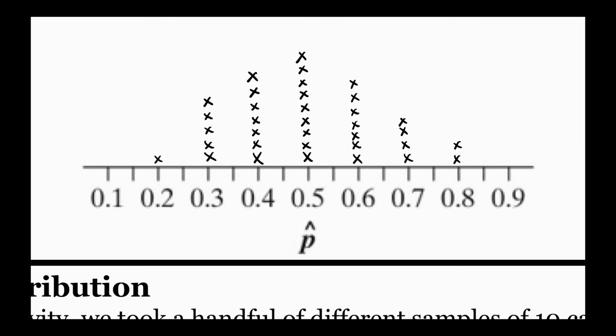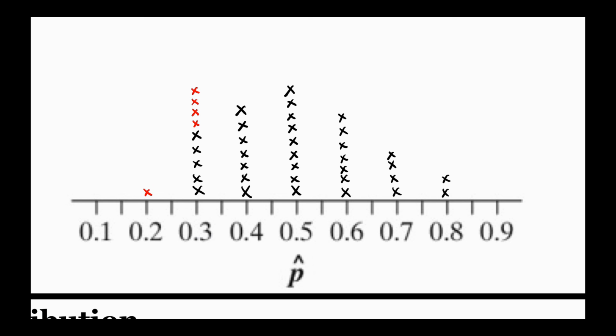0.3s. 2, and I got 2, so that's 4. So add 4 more X's to 0.3. All right, let me change the color so that you can see. 0.4s. How many 0.4s? 2, 3, 4. 4 more to 0.4.